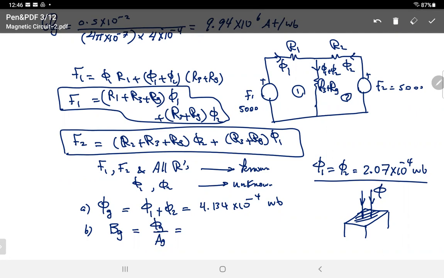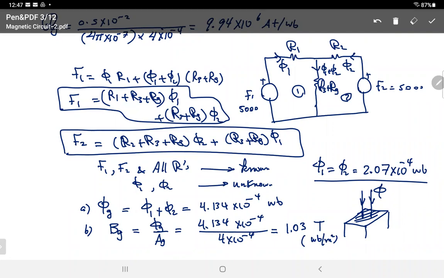We're assuming that the dimensions of the whole core are the same, symmetric. Can they be different? Yes, but it will be given in the problem, like if the cross-section area is different there, it would be unsymmetric. So I have 4.134 times 10 to the negative 4 divided by the area, which is equal to 4 times 10 to the negative 4 meters squared, 2 by 2 centimeters, as I said before. In this case, we can find the flux density. It's equal to 1.03, and the unit is Tesla or Weber per meter squared. Both are the same. Tesla means Weber per meter squared. So we found the air gap flux density.